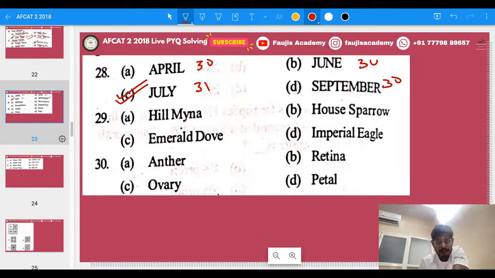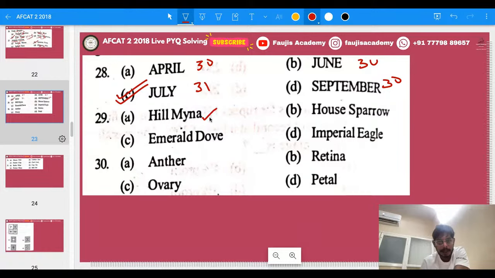Question number 29 and 30. What do you guys think? Which one is the odd one out? 29 and 30, guys. Question number 30. What should be the answer? Okay, question number 29.